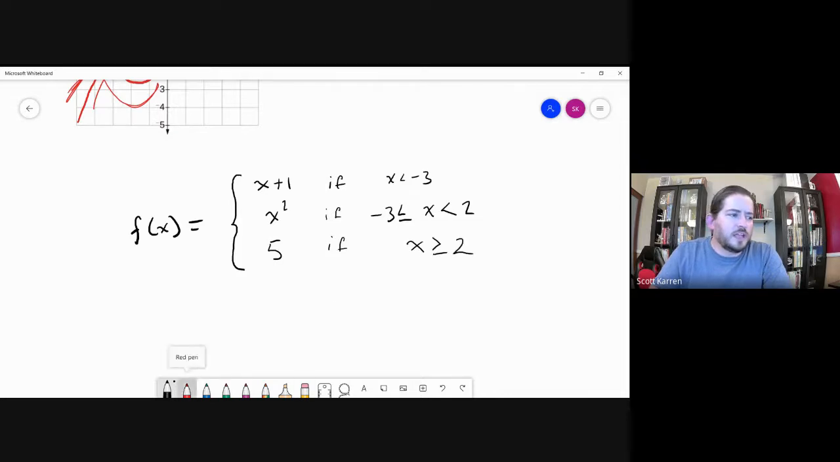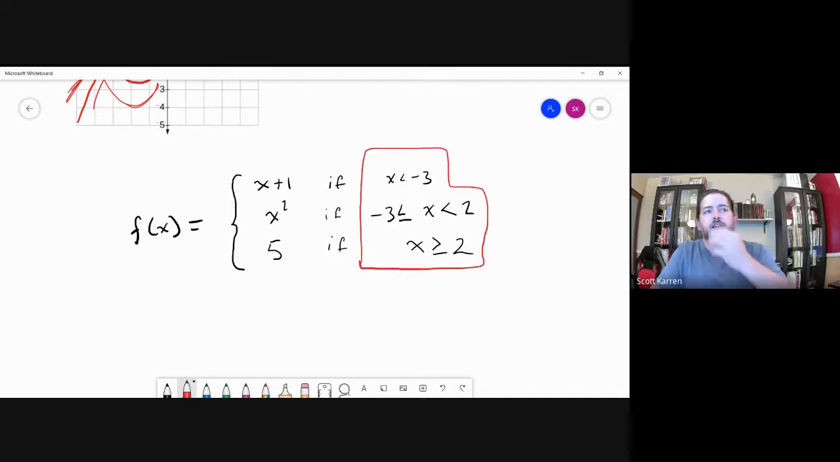So over here, I have the entire x-axis just broken into pieces, but it's all there. Anything left of -3 is the first one. Between -3 and less than 2 is the middle one, and then anything greater than or equal to 2 is the last one, the bottom one, right?